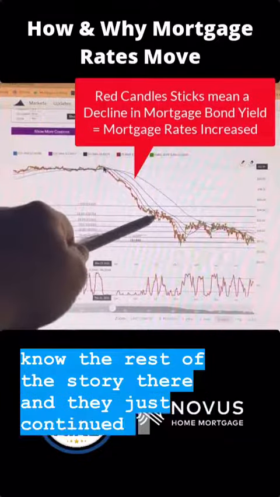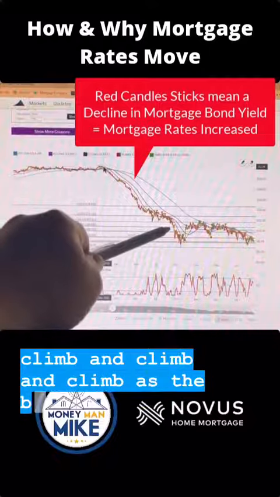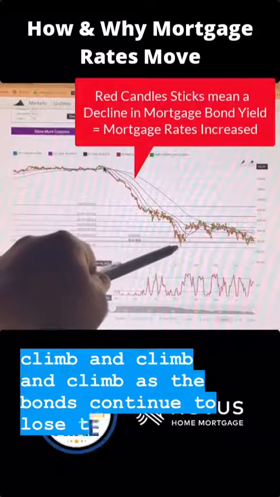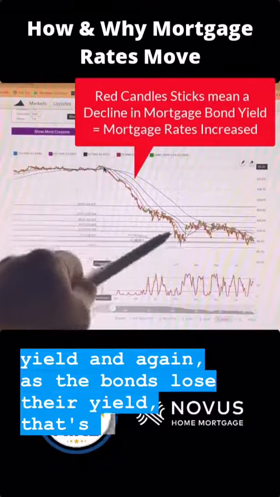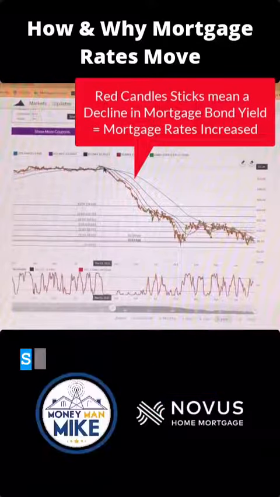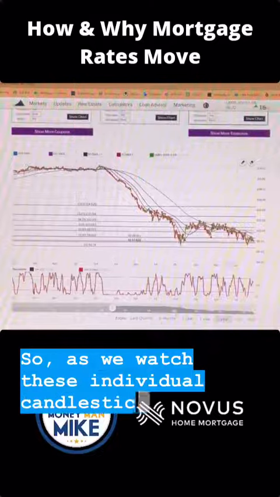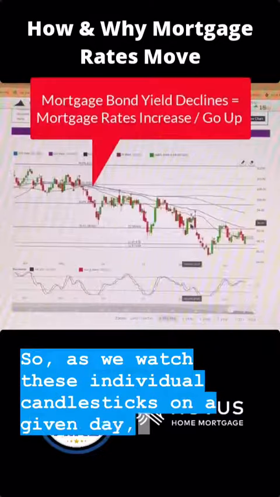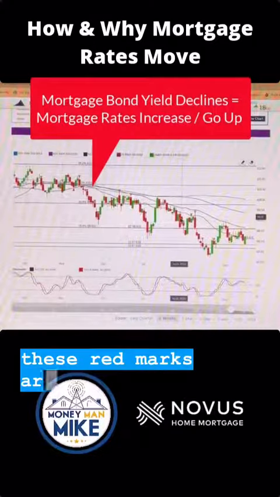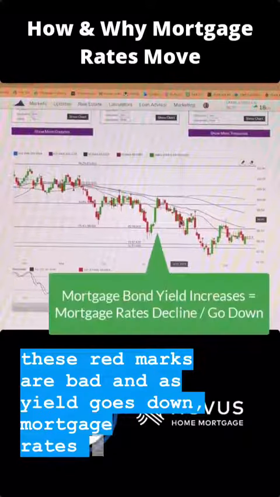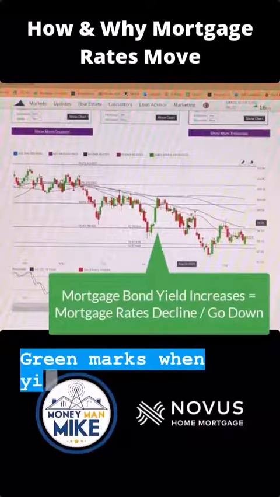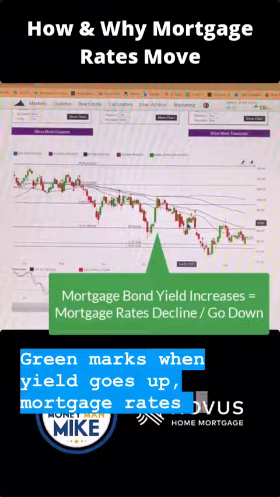And they just continued to climb and climb and climb as the bonds continued to lose yield. And again, as the bonds lose their yield, that's what forces mortgage rates up. So as we watch these individual candlesticks on a given day, these red marks are bad. And as yield goes down, mortgage rates go up. Green marks, when yield goes up, mortgage rates go down.